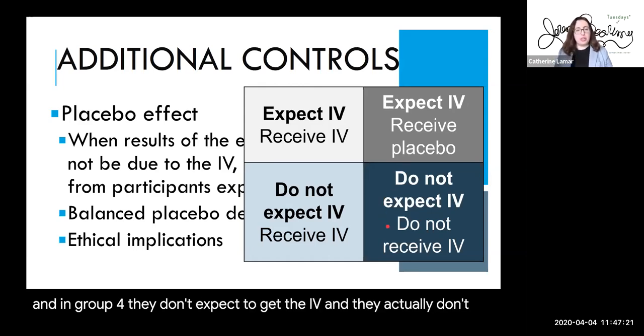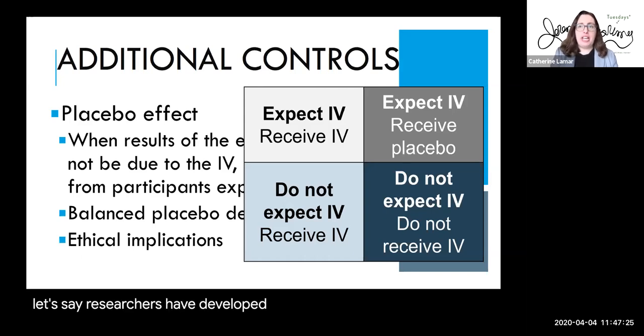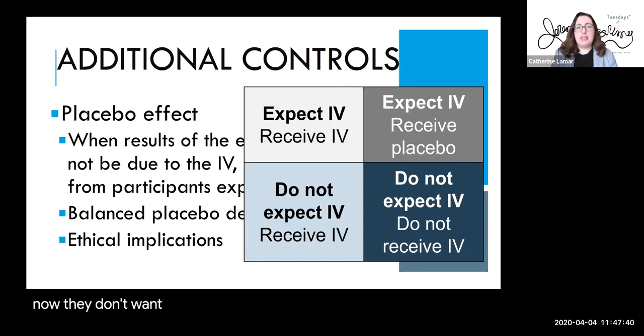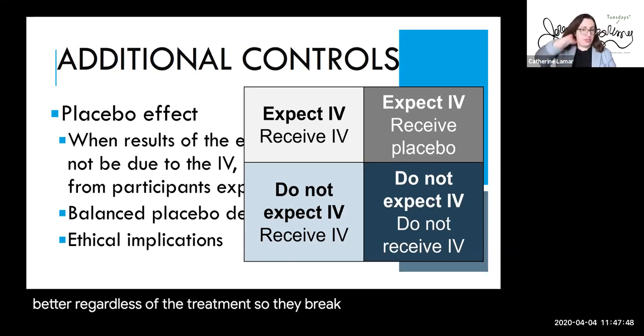Let's put this into a real world scenario so we can see what this looks like. Let's say researchers have developed a medicine to help people sleep through the night, right? And so they are running trials for the medicine to see how effective it is. Does it actually help people get a restful night of sleep? Now, they don't want participants to experience kind of a placebo effect where they think they should be sleeping better, so they end up sleeping better regardless of the treatment. So they break people off into 4 groups.